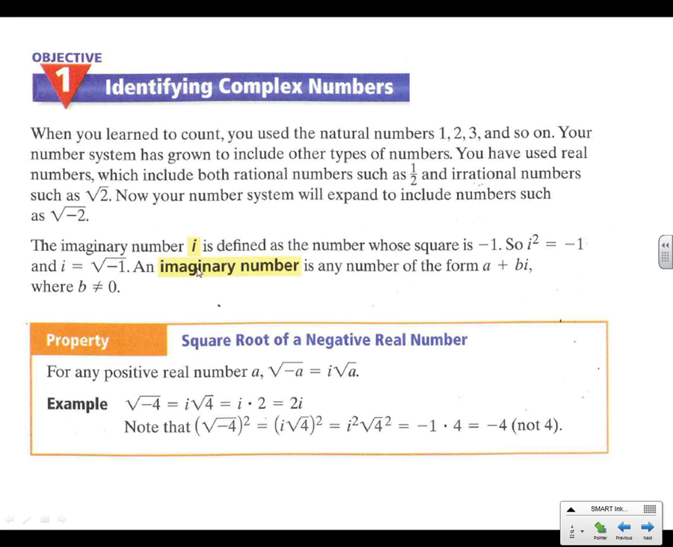Alright, so a complex number is any number that has a real number plus some imaginary number. So like 5 plus 6i, something like that. Alright, so again, the square root of negative a is i times the square root of a. We can get rid of the square root by putting an i out in front.